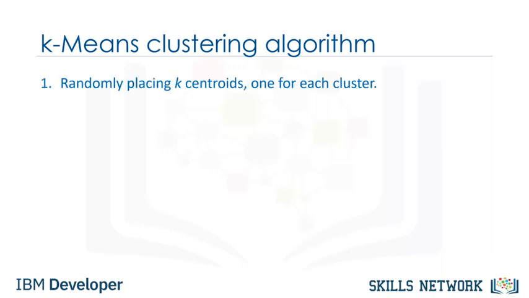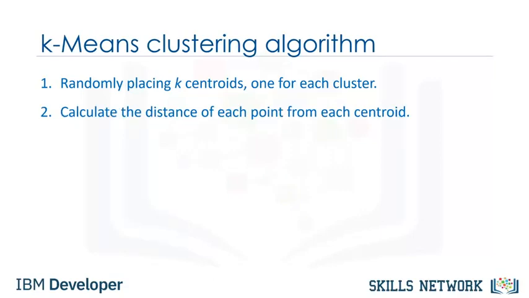A k-means algorithm works by randomly placing k-centroids, one for each cluster. The farther apart the clusters are placed, the better. The next step is to calculate the distance of each data point or object from the centroids. Euclidean distance is used to measure the distance from the object to the centroid.